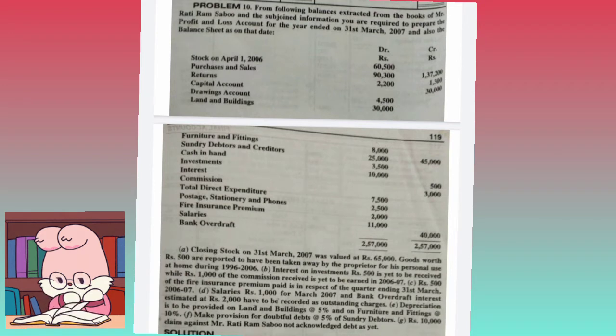Okay, next one, depreciation to be provided. Depreciation on buildings, furniture and fittings. Also depreciation will be debited on the profit and loss account, and it will be deducted in the assets of the balance sheet. Okay, and next, make provision for doubtful debts, 5% of debtors. So adjustment to debtors, and rupees 10,000 claim against Mr. Rathi Ram Sabo, not acknowledged debt as yet.